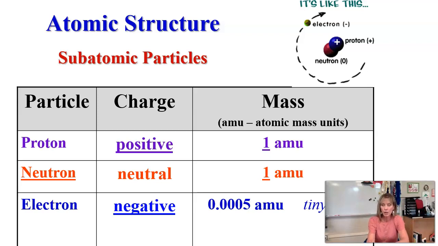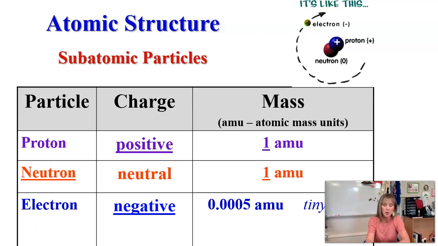So for our atomic structure, the different particles that you need to know are protons, neutrons, and electrons. Protons will have a positive charge, and they have an approximate mass of 1 atomic mass unit. AMU stands for atomic mass unit. Neutrons are neutral. That means they don't have a charge. They're not positive, they're not negative, they're neutral. And their mass is approximately 1 atomic mass unit also. Electrons have a negative charge, and they're so tiny we don't even count them. You can see that they're 5/10,000ths of an atomic mass unit.